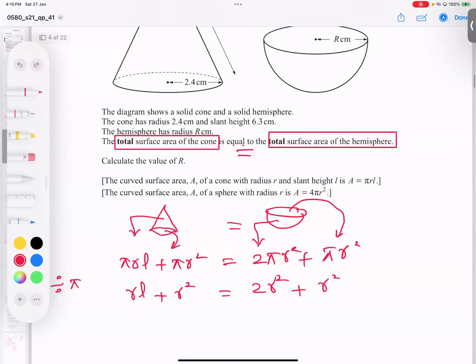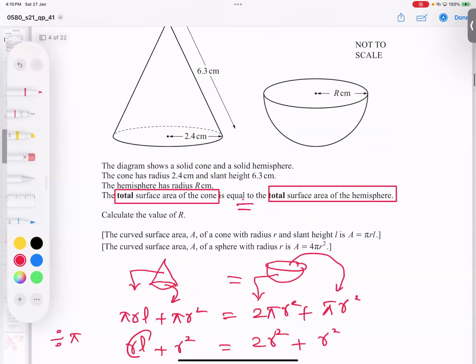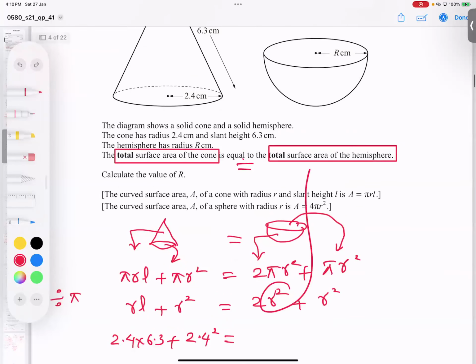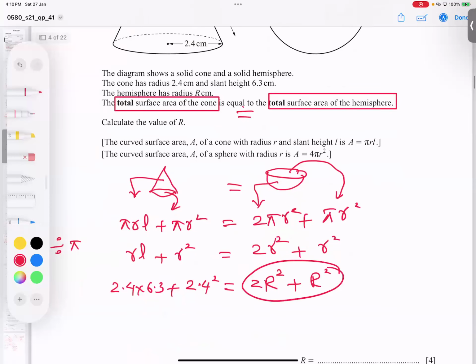Now I'm going to plug in, replacing this r by 2.4, and the slant height is given as 6.3, and this radius again 2.4 squared. This radius is of the hemisphere, which is capital R. I'm writing here 2R squared, and this again capital R squared. I think everyone understands what is going on. So 2 plus 1 becomes 3R to the power 2.